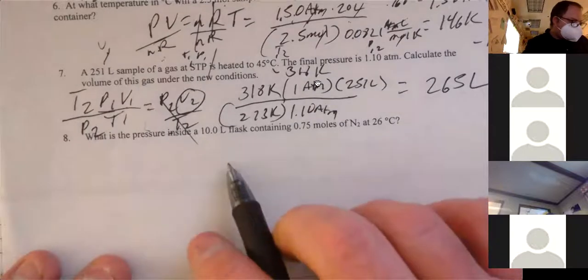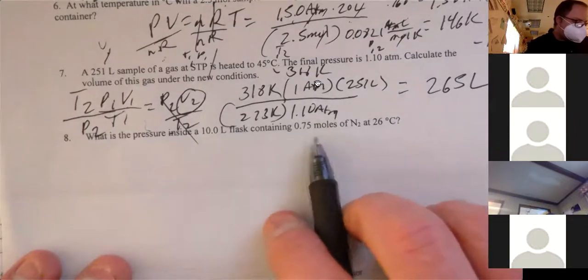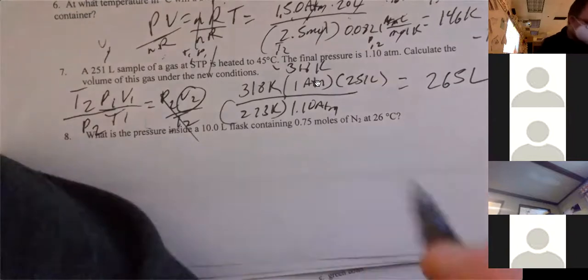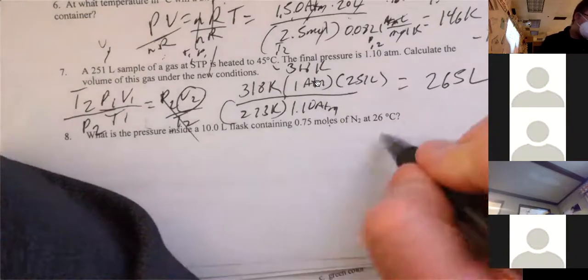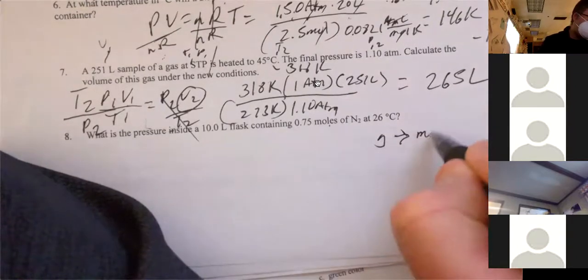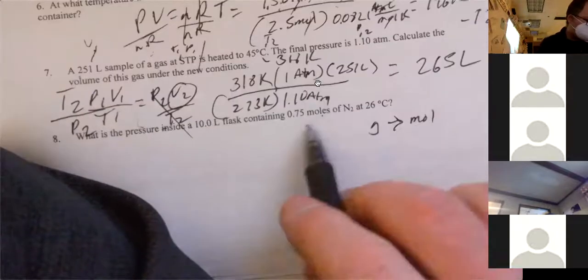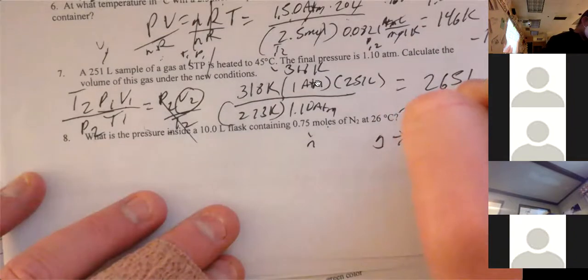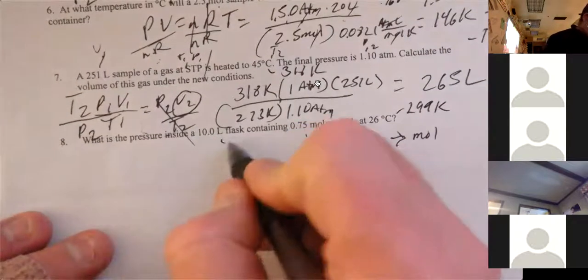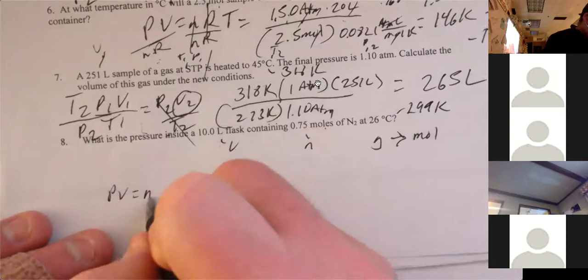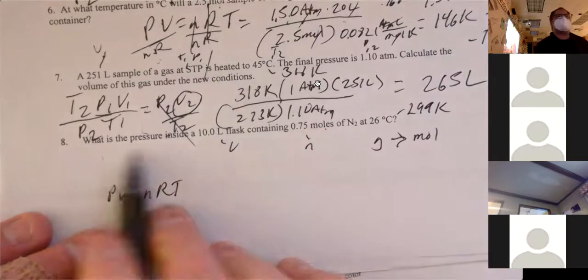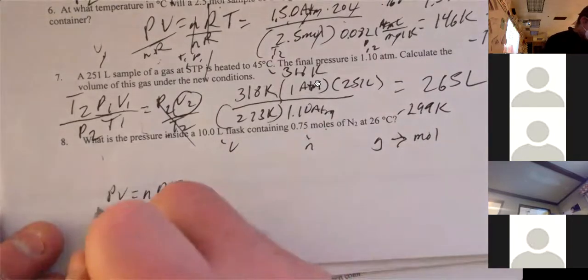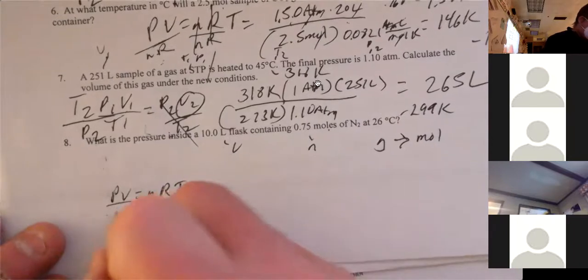What is the pressure of a 10-liter flask containing 0.75 moles? So keep in mind, if they would have given us grams, we would have had to go from grams to moles before doing this. They were nice. They gave us moles. That is 26 plus 273. It's 299. Here's our volume. PV equals nRT. What is the pressure? So we're looking for P. We need to divide both sides by V.